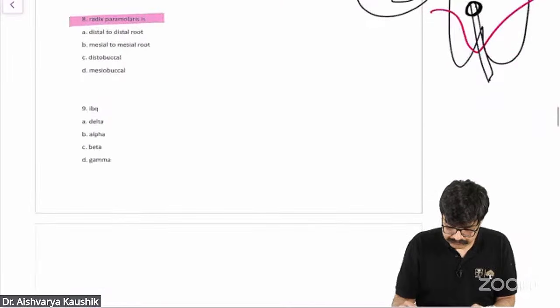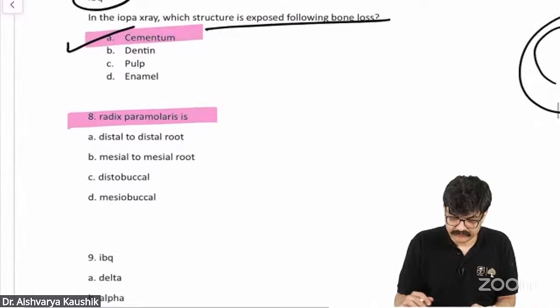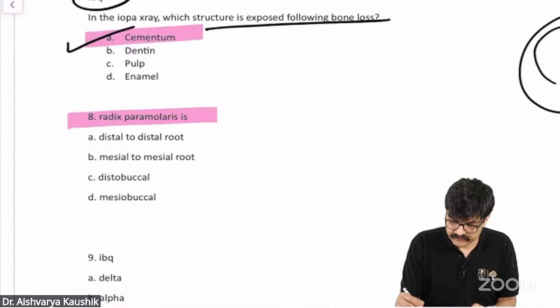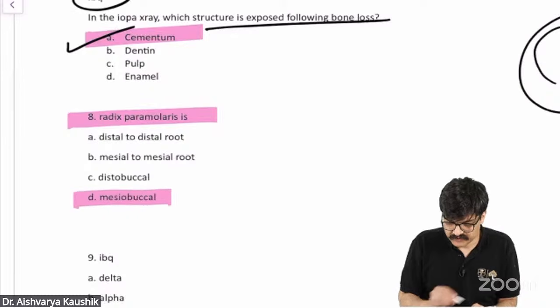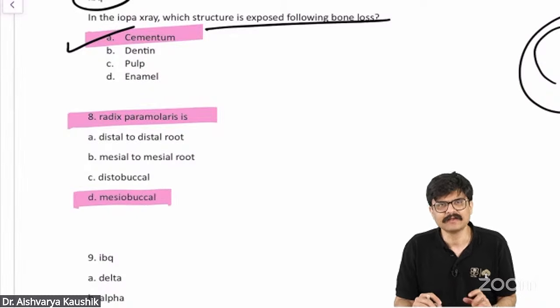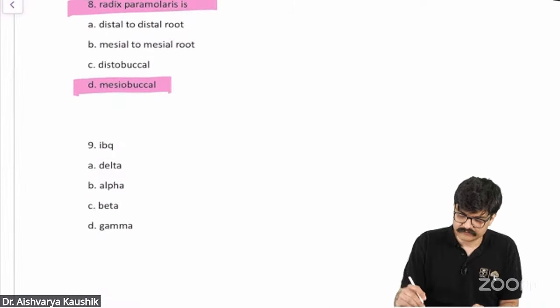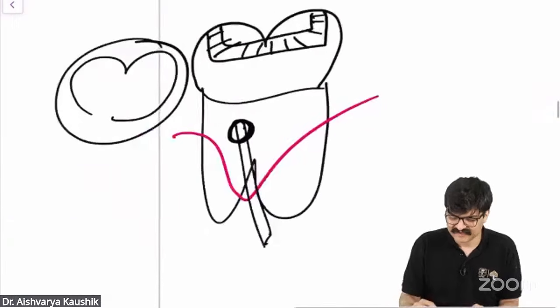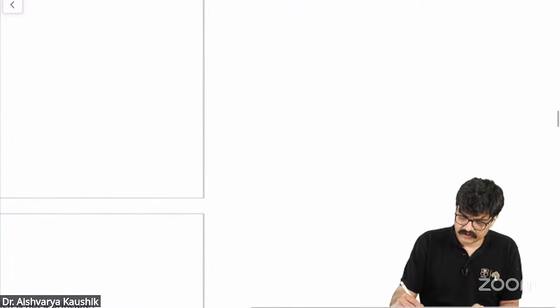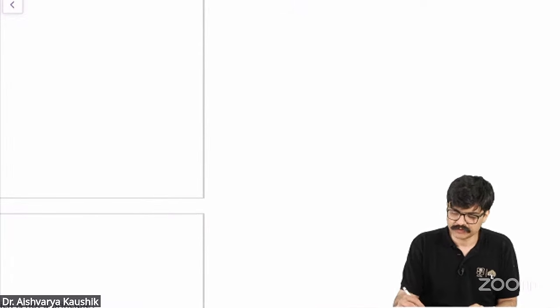So you have radix paramolaris. The answer is pretty simple, guys, here. The answer is the extra mesiobuccal root, right? Very simple, very basic. Then you have another IBQ again, a very basic level, like even a second year, third year undergraduate would answer that.